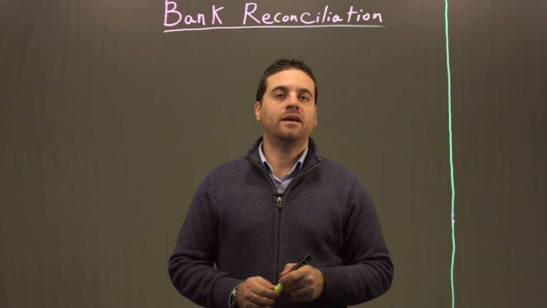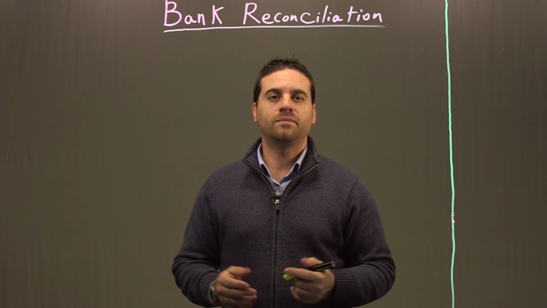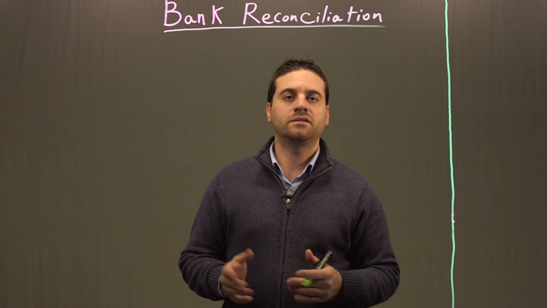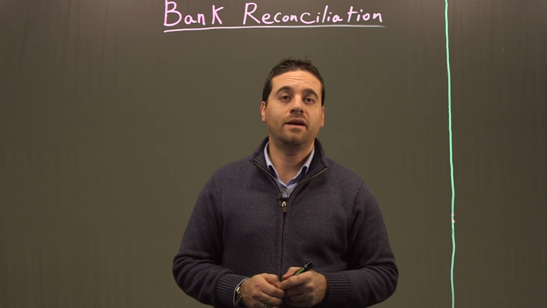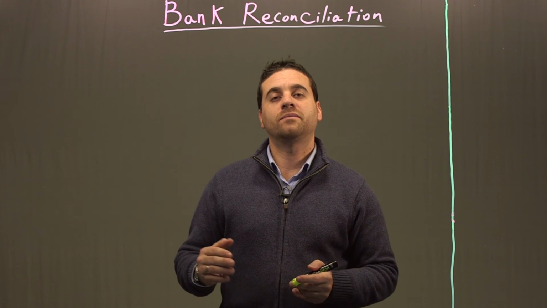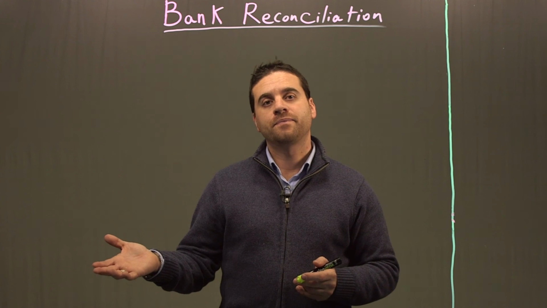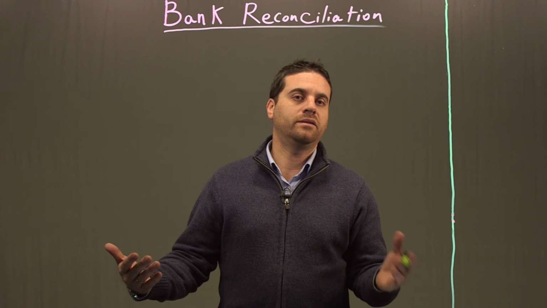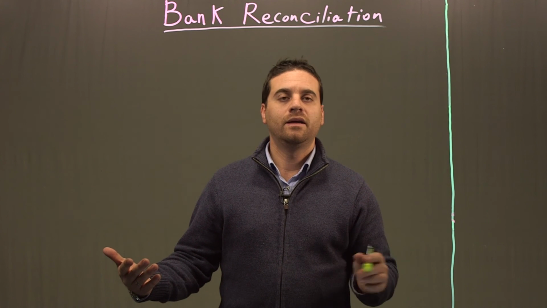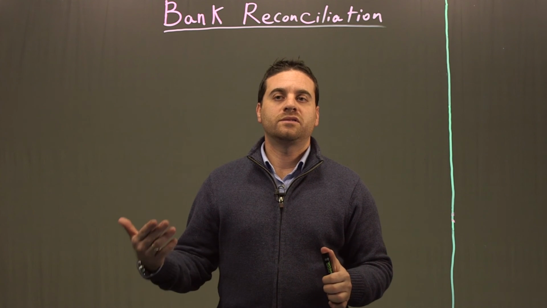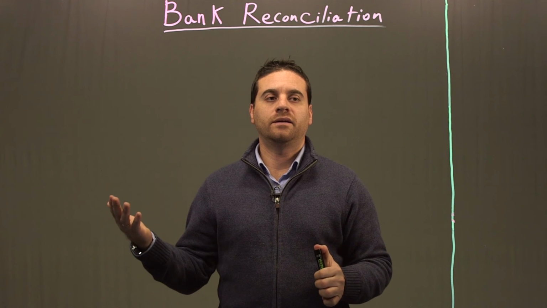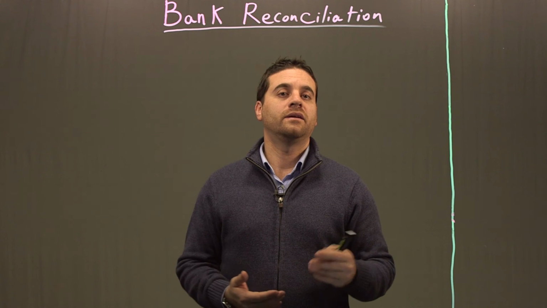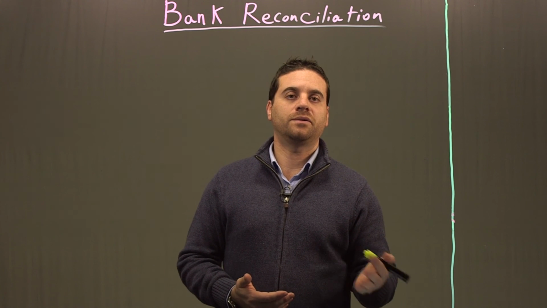Now, it doesn't actually mean that there's something wrong. It doesn't mean that someone has stolen money or there's fraud or something. Most of the time it's not that case. It's just because there are a few things that are pending and show in one place, but are not yet showing in the other place, which will eventually show. Or maybe a transaction was incurred and showed up in the bank statement, but we didn't know about it, so we did not record it in our books.